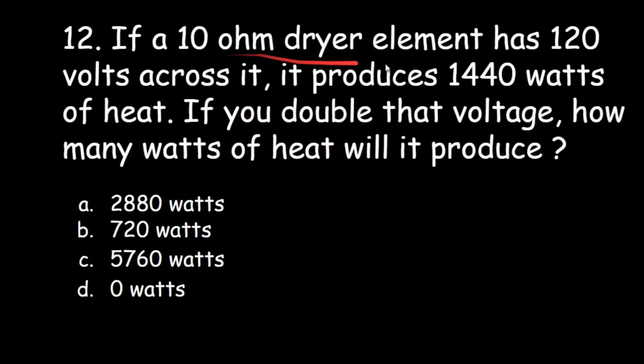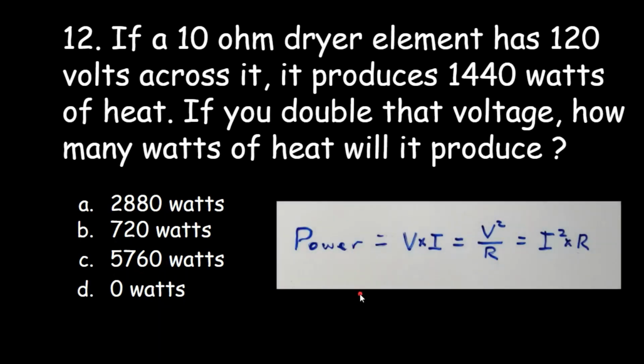Number 12. If a 10 ohm dryer element has 120 volts across it, it produces 1440 watts of heat. If you double that voltage, how many watts of heat will it produce? 2880, 720, 5760, or 0 watts? Remember, power is equal to these equations here. What do we have? We have voltage and we have resistance. So this is a formula we would use.